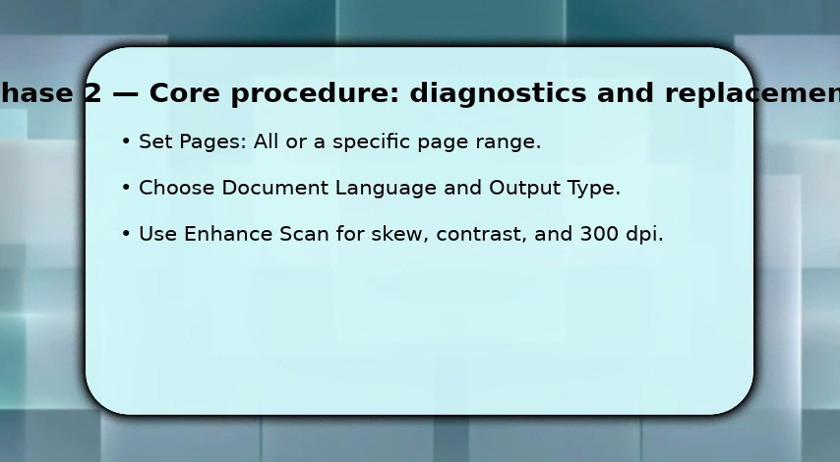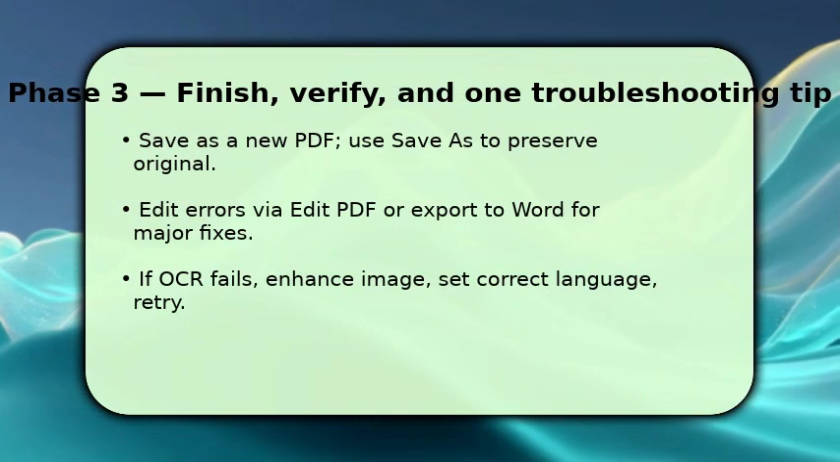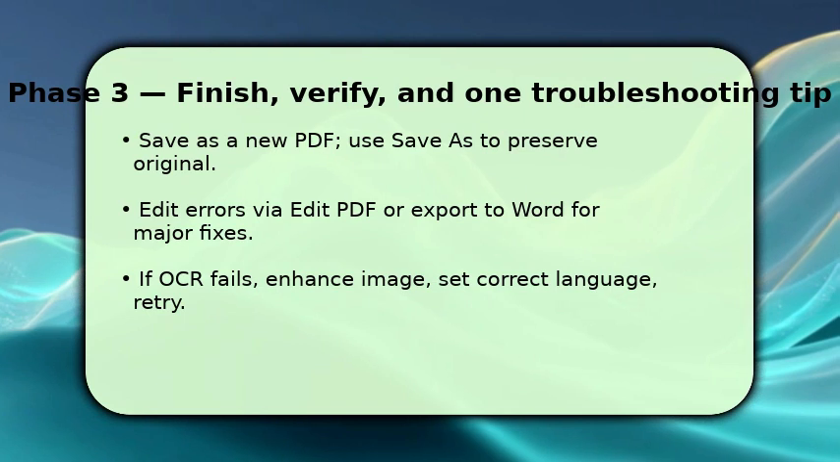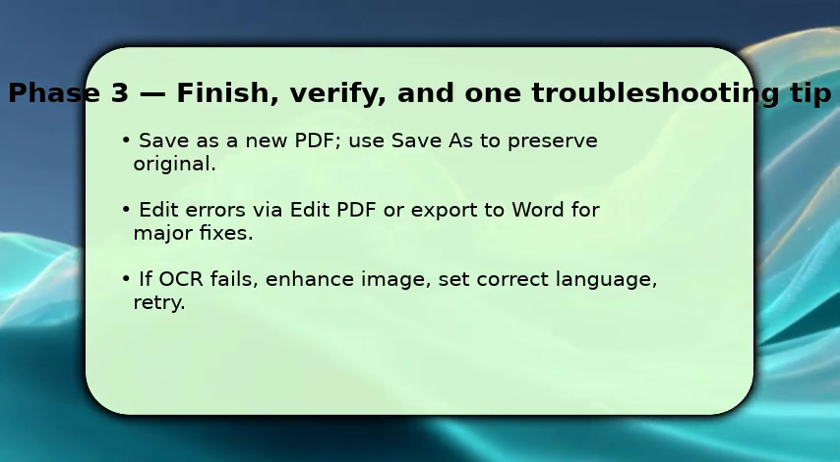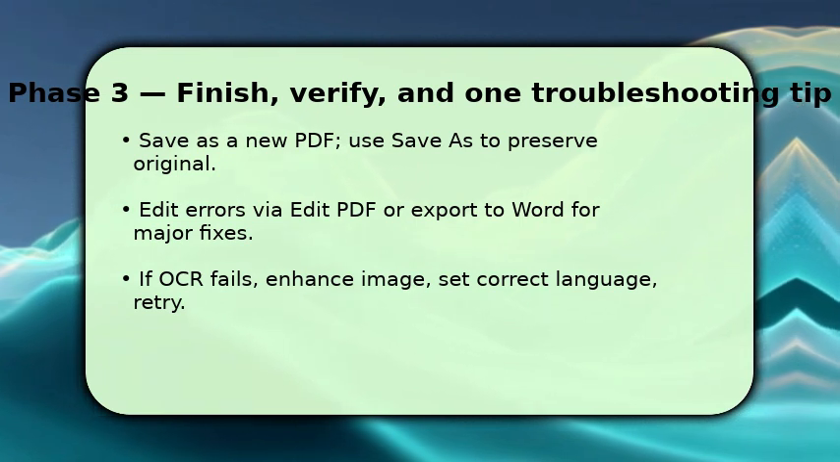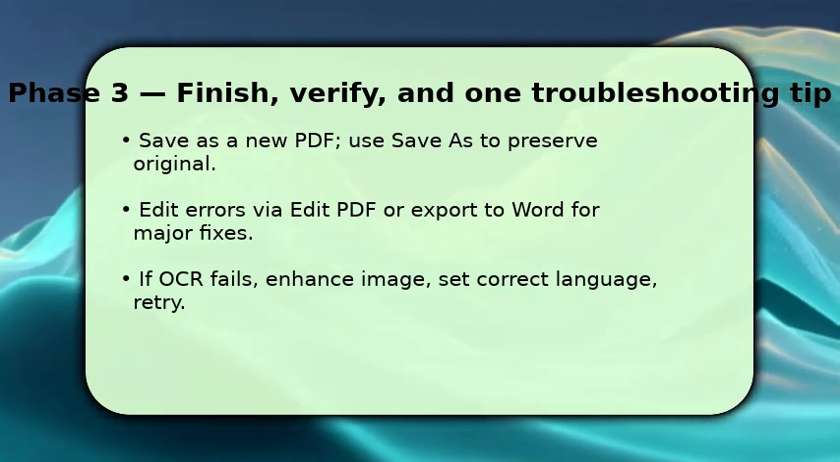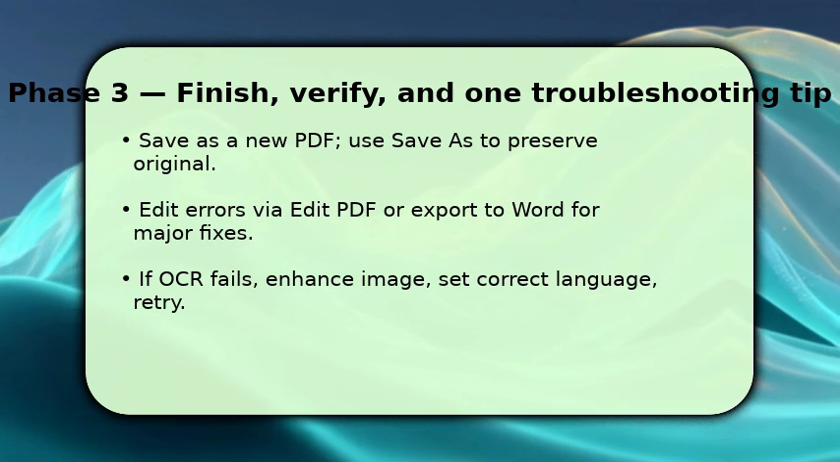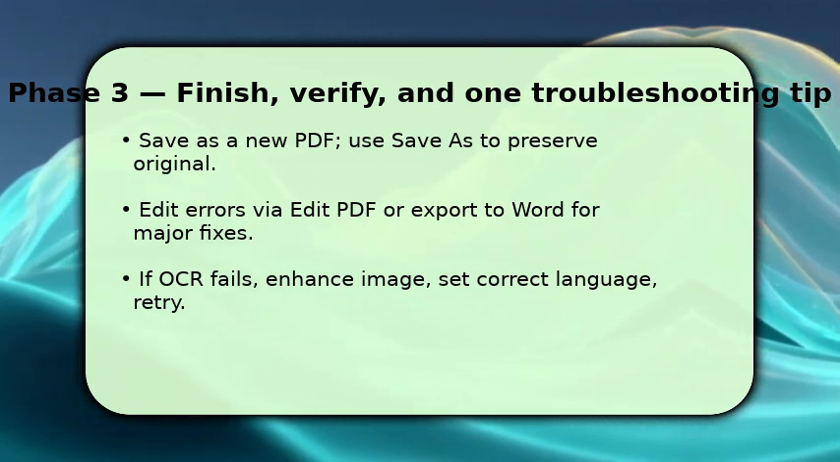After OCR completes, save a new file so your original stays intact. Use Save As and append OCR to the name. Then verify. Search for keywords, select text, and open Edit PDF to correct misrecognized words or layout shifts. If you need heavy edits, export to Word or copy text into a text editor.